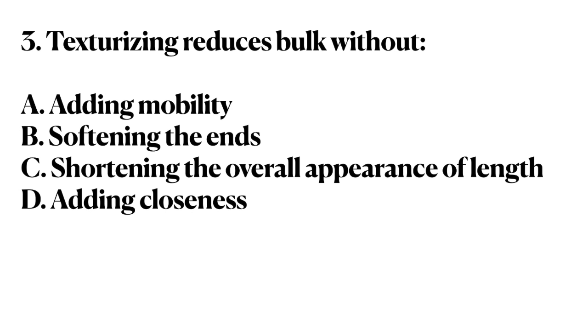Number 3. Texturizing reduces bulk without A. Adding mobility. B. Softening the ends. C. Shortening the overall appearance of length. D. Adding closeness. The answer is C. Without shortening the overall appearance of length.